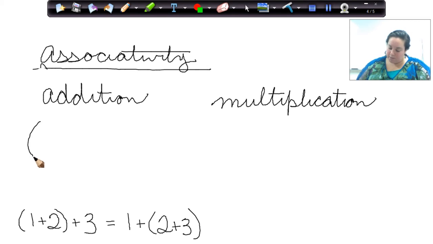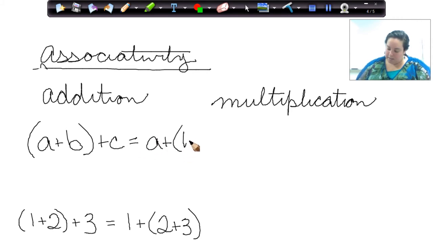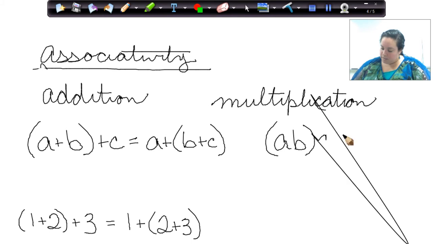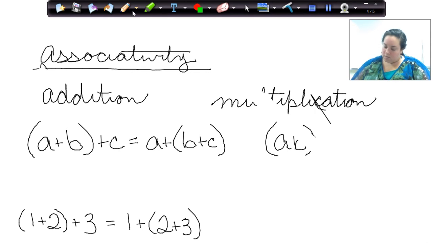Okay, so this is true for addition and multiplication. The property would be for arbitrary numbers, any A plus B plus C is going to be the same as A plus B plus C. And for multiplication, A times B times C is going to be the same thing as A times B times C.